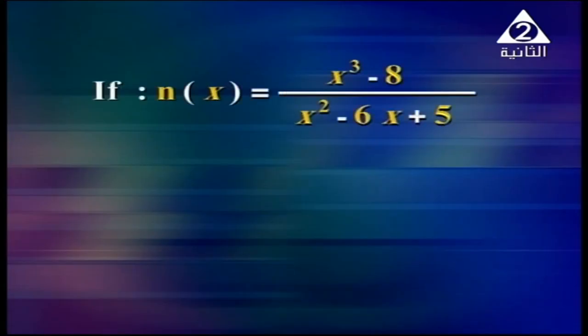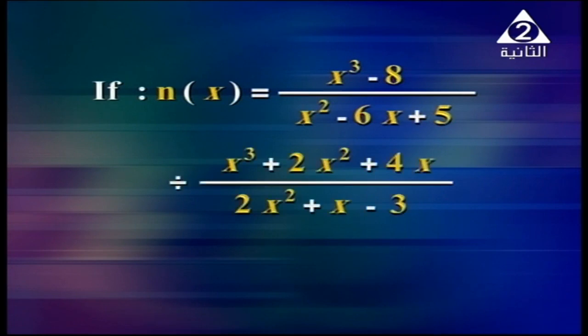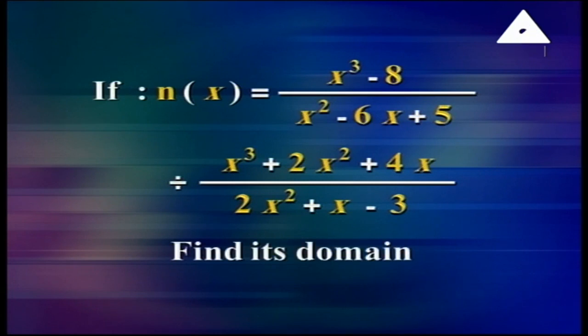If n(x) equals (x to the power of 3 minus 8 over x squared minus 6x plus 5) divided by (x to the power of 3 plus 2x squared plus 4x over 2x squared plus x minus 3), find its domain. We want to find this function in its simplest form and also find its domain. Then, what about x to the power of 3 minus 8? You are going to factorize the whole algebraic fractional function.